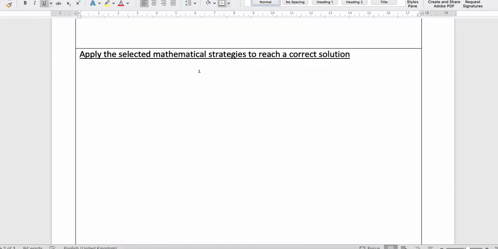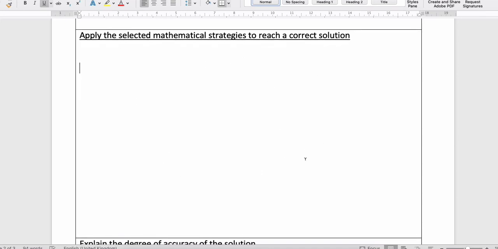So afterwards, in this box, apply the selected mathematical strategies. This is where you do your real calculation, whether you multiply, divide, add, subtract, or whatever. This is the place where you do it, and you will get a final answer in this box as well.